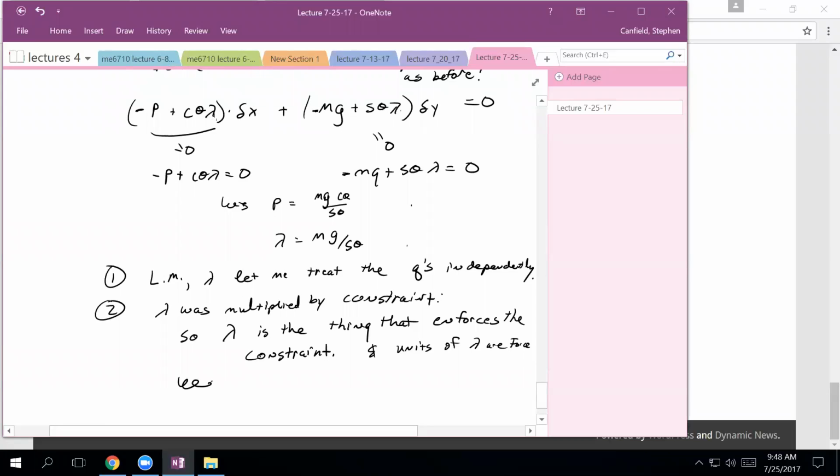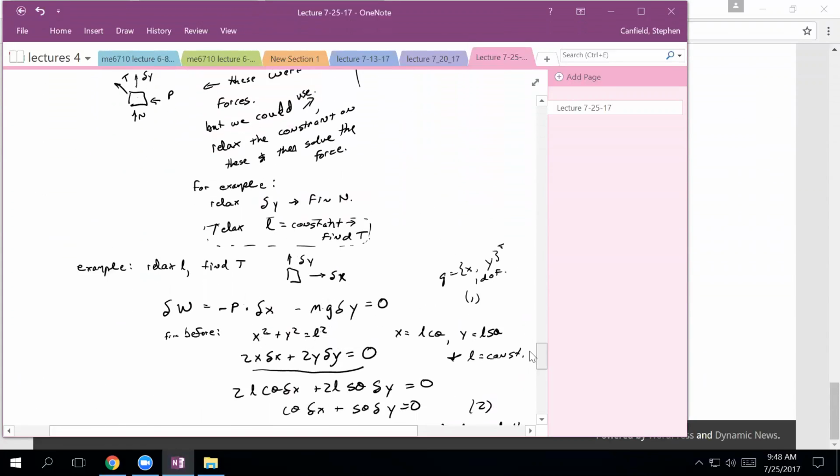Thus, lambda is the force required to enforce the constraint. And that's, to me, kind of a big deal. So lambda is the force that's required to enforce the constraint. If you look up above, what was the force? I'm going to scroll up now. What was the force associated with that constraint?